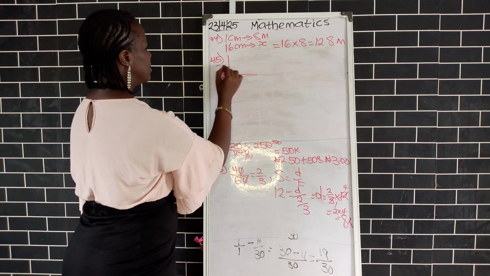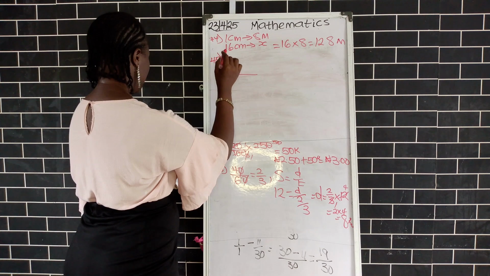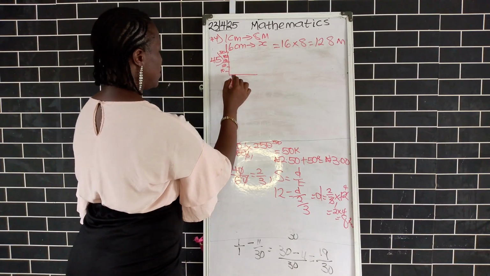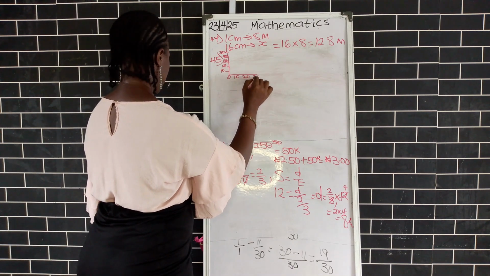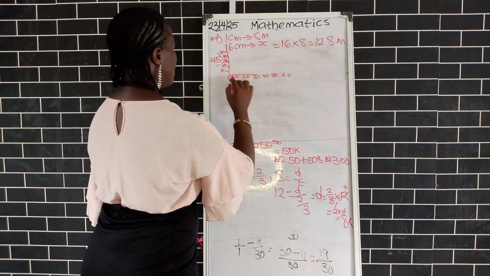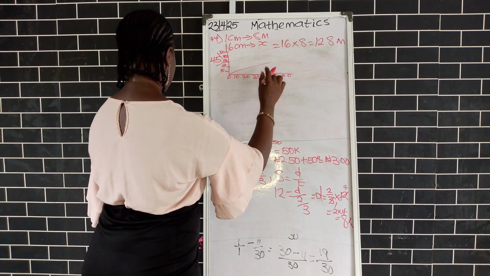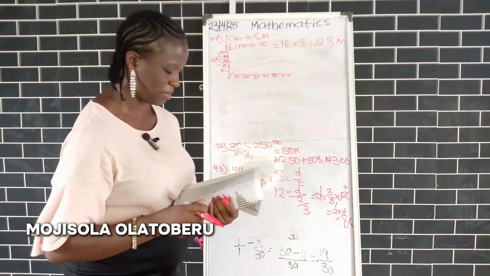We have 10, 20, 30, 40 to 50. Then here we have 0, 10, 20, 30, 40, 50, 60. And we have something like this. In case you have the textbook, it will actually be preferable, but let's just, so we have something like that.